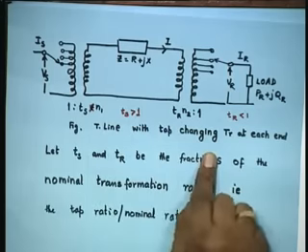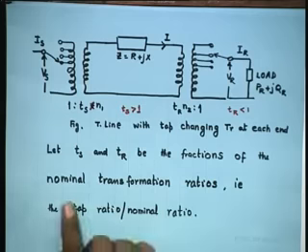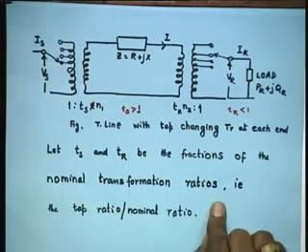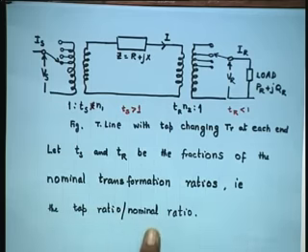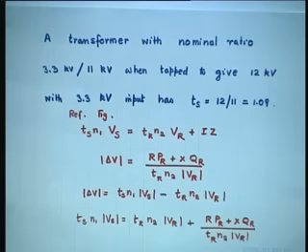Transmission line with tap changing transformer at each end. Let Ts and Tr be the fractions of the nominal transformation ratios, that is, the tap ratio over the nominal ratio. A transformer with a nominal ratio of 3.3 kV to 11 kV, when tapped to give 12 kV with 3.3 kV input, has Ts equal to 1.09.